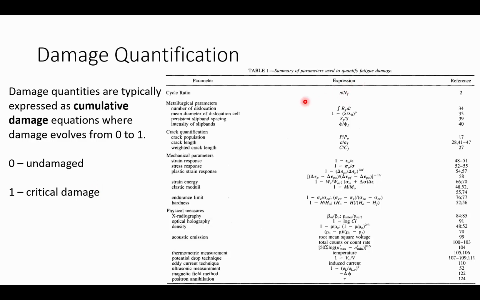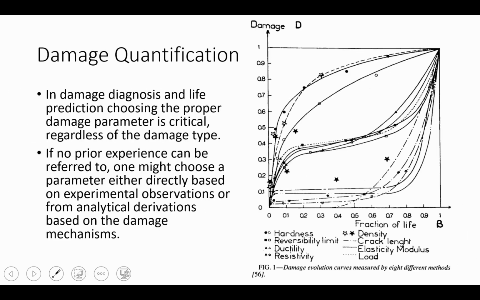This same concept is applied to our other damage quantities in various ways. Some of them are ratios, some of them are integrals, some of them may be some more complex form of equation, but they're all formulated to get us from an undamaged to a critical damage state. And this is useful because what we can then do is correlate these damage quantities to our fatigue performance.